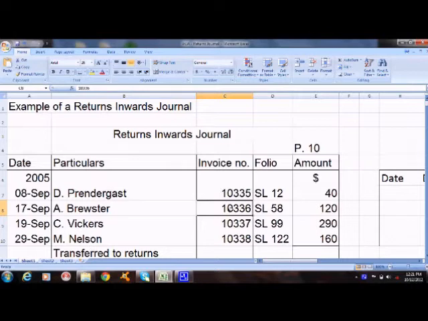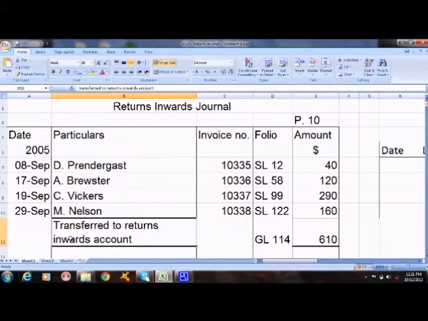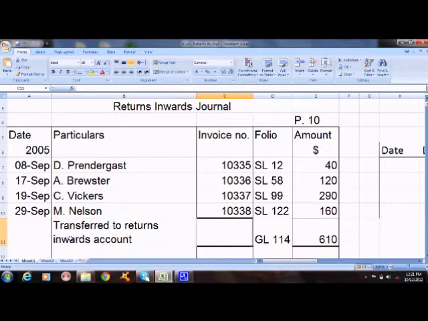Alright. On the 8th of September, basically what is he saying? That the printer has returned goods to us, valuing $40. On the 17th of September, A. Brewster returns goods to us, valuing $120. On the 19th of September, C. Vickers returned goods to us, valuing $290. And on the 29th of September, M. Nelson returns goods to us, valuing $160. The total that will be transferred to the returns account in the general ledger is $610.